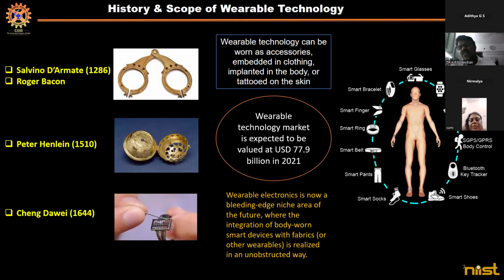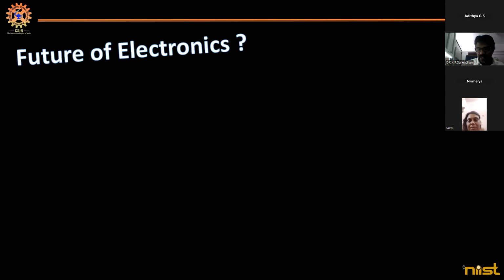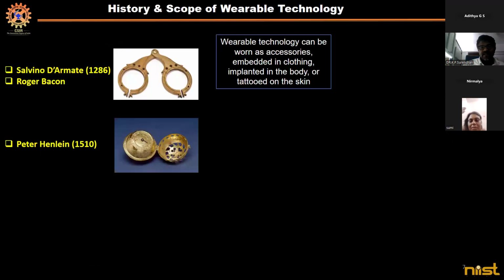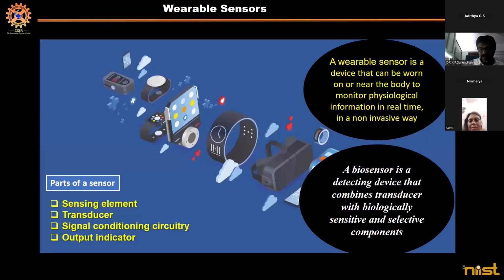So any wearable technology can be smart glasses, a smart watch, a shirt, and so on. Among those wearable technologies, what I'm going to speak about is the wearable sensor. Generally, a sensor is something that senses an external stimulus, like temperature, pressure, or heat, or whatever. That is what basically a sensor is.